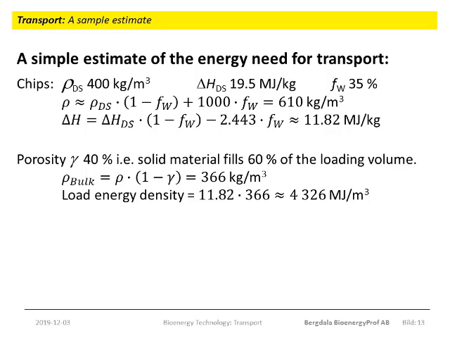The solid material now fills only 60% of the total volume, so the bulk density is the average ratio of the mass of the material and the container volume. So then we find that a container 1 by 1 by 1 meter can take 366 kilos of our wet chips. And then we find a mean energy density for the load at 4,326 megajoules per cubic meter.